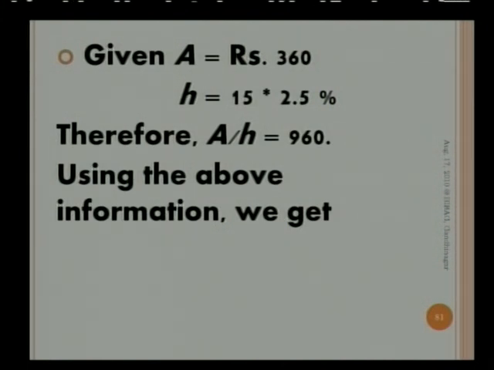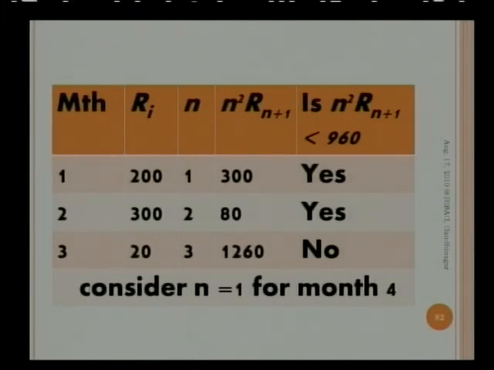Using the above information we get the following representation. In this table the first column is for months, the second column is for demand, which we are given. Now we have to start with n equal to 1, as Professor Sukla said. When n is equal to 1, in the fourth column I need to work out n squared R(n+1), and if it turns out to be less than A by H, which we had as 960, we'll continue, otherwise we have to change the grouping.